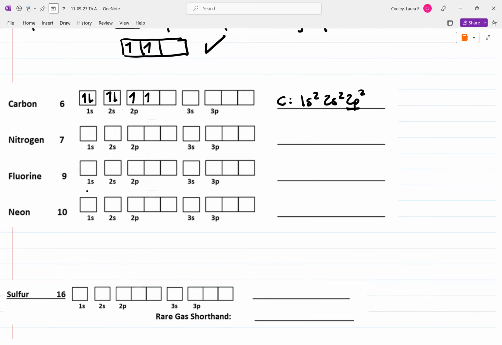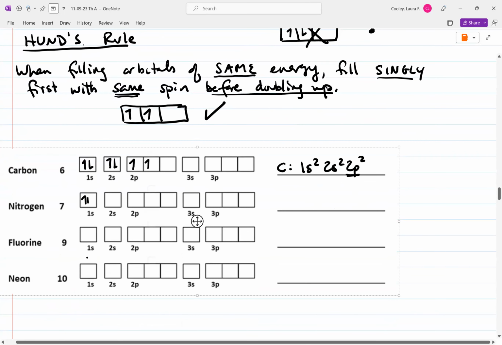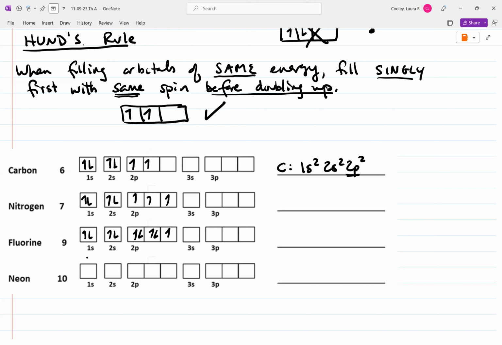So then when you write this, right? So I just want to point out that when filling orbitals of the same energy, you fill them singly with the same spin before doubling up. But before you go to the next higher energy one, you have to double up the spins in the lower energy orbital. So I was walking around and some people had this one right, but then they did this one. And this is incorrect. No, you would double up before you did that. Because the 2p is lower in energy than the 3s.